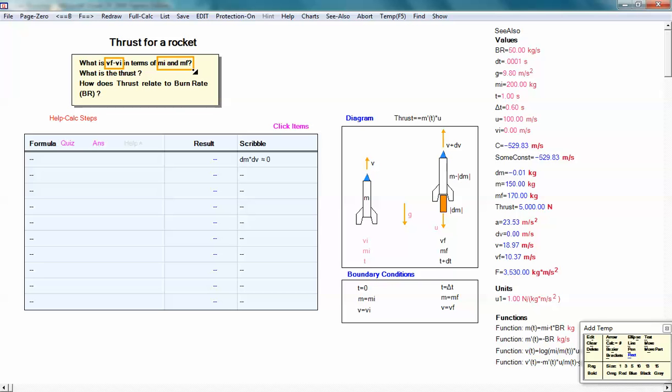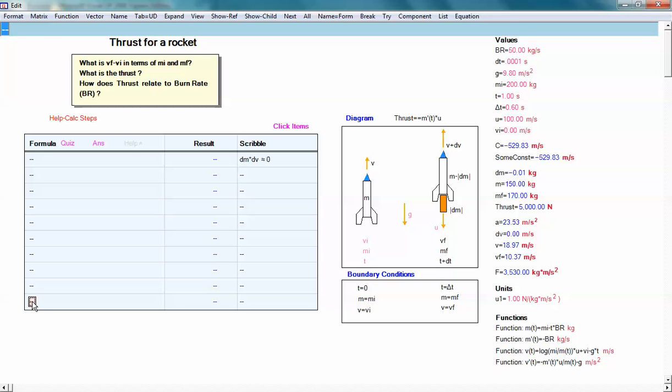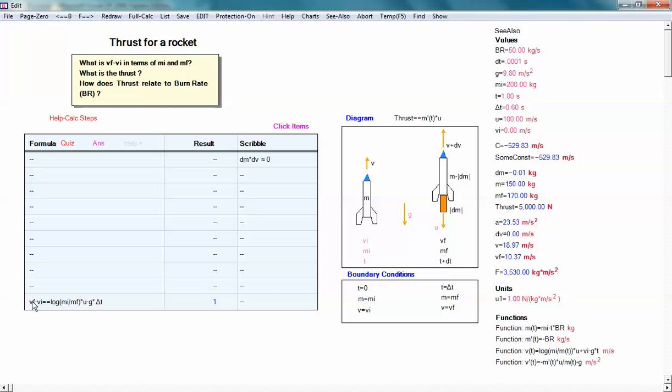So the formula that we're actually going to derive, I'm going to put it down here at the bottom so we can have a target, something to shoot for. The final velocity minus the initial velocity is equal to the log of the initial mass over the final mass times U minus G times del T, where del T is the amount of time that the rocket engine is fired.